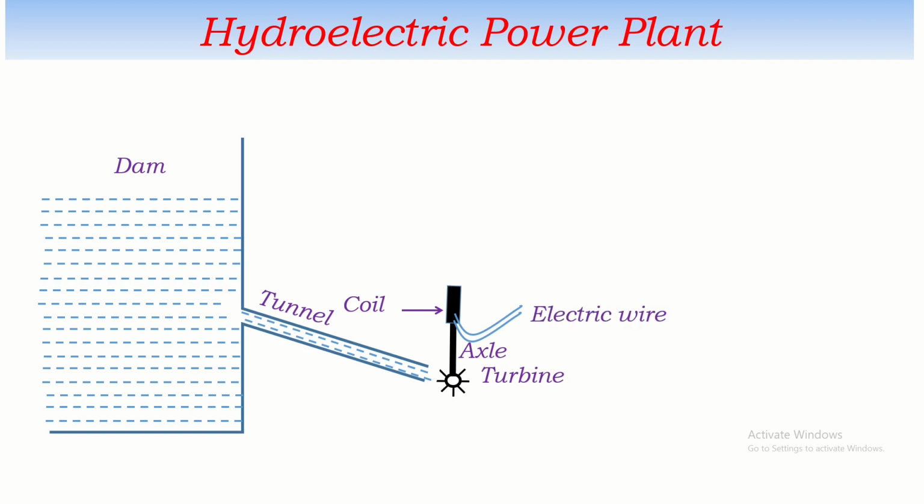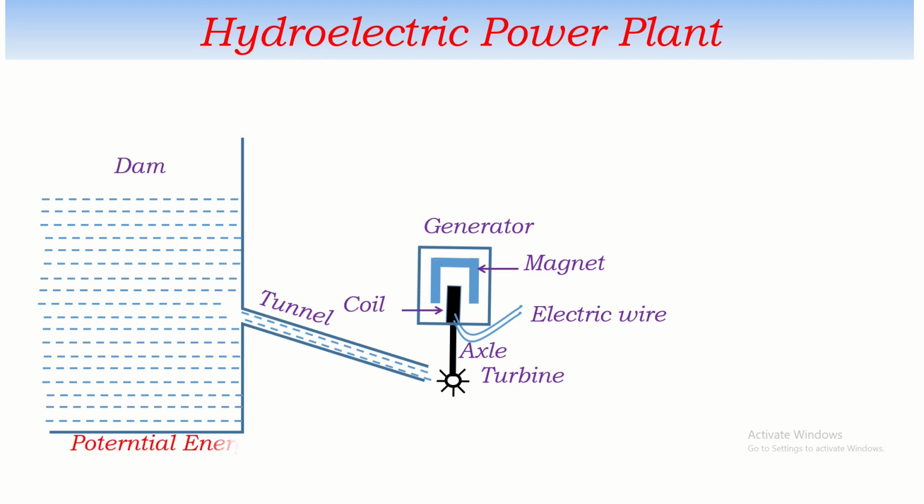This is the construction of the generator, where the coil is placed in between the north and south pole of the U-shaped magnet, and when the coil rotates, then the generator generates electricity. Now, what is the energy conversion in hydroelectric power plant? We can start from the beginning. Dam contains potential energy, which is converted to kinetic energy when water runs through the tunnel. And when running water runs the turbine, we can say that kinetic energy converts to mechanical energy.